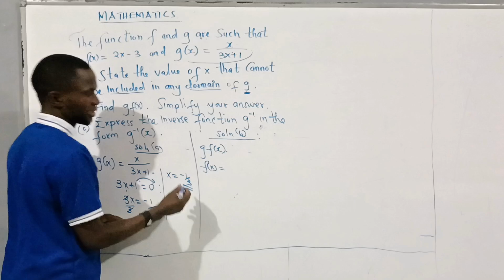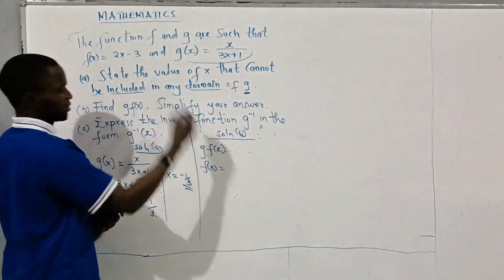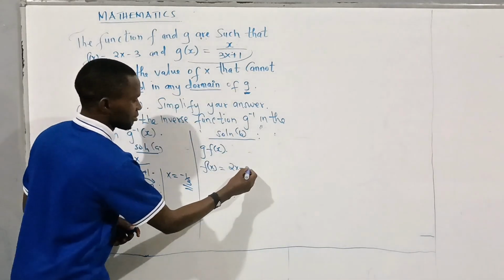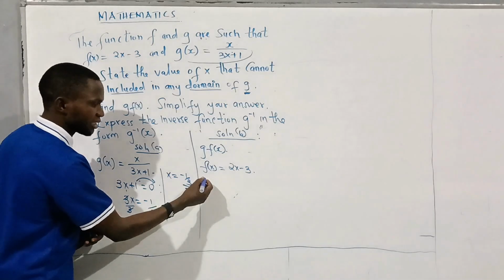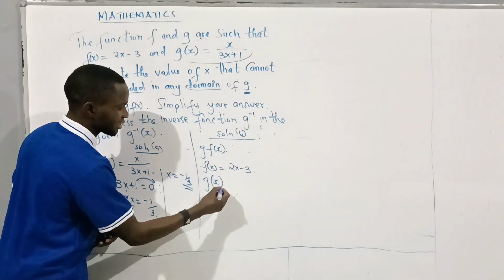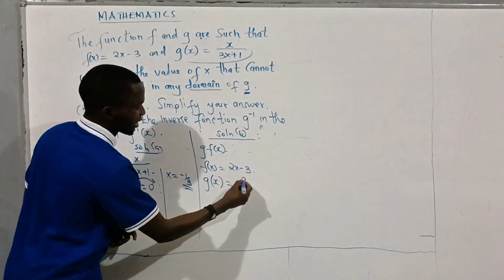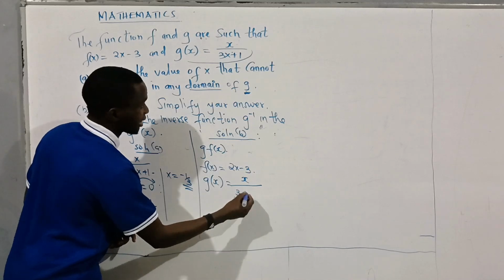What is our f of x? Our f of x is 2x minus 3. And our g of x is equal to x over 3x plus 1.